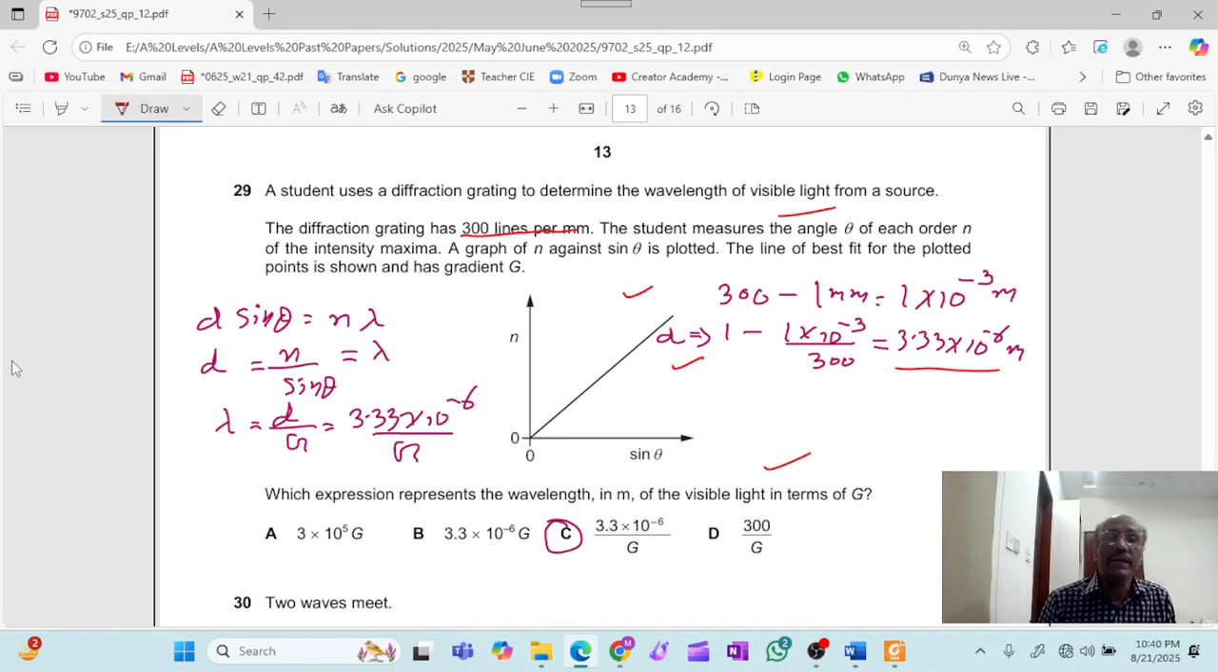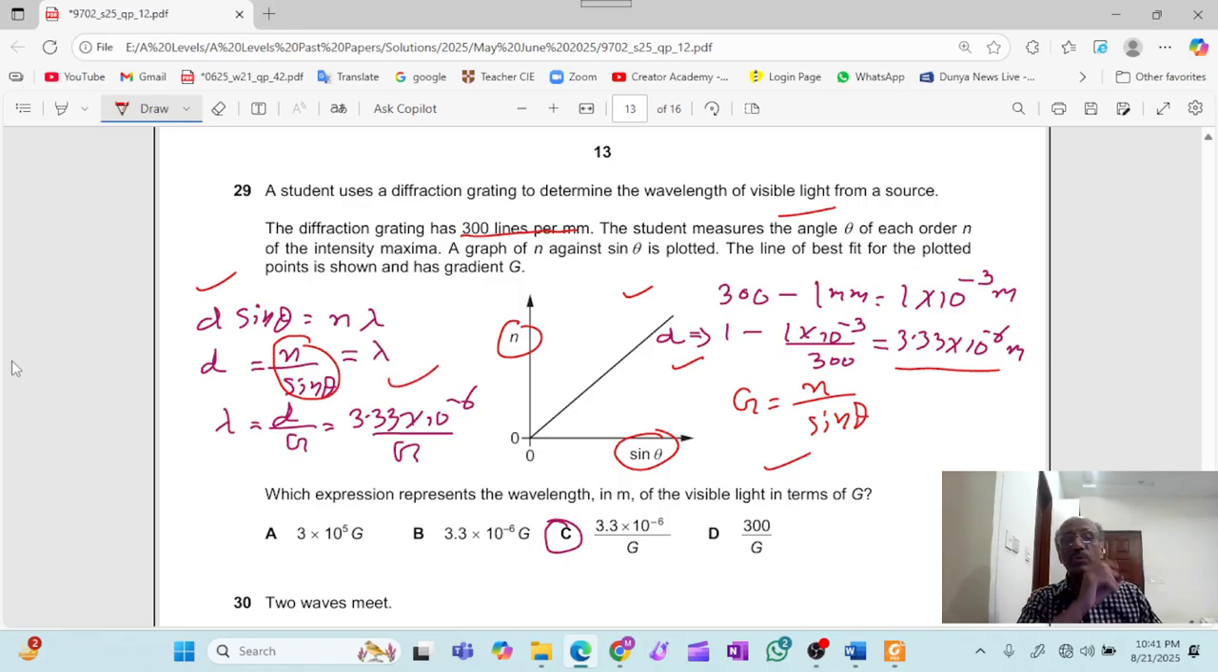Now the gradient from this graph will be n over sin theta. N over sin theta will be its gradient. Now we apply the formula d sin theta equals n lambda, so that d is equal to n lambda over sin theta. So n over sin theta will be replaced by G. We substitute the value, rearrange the expression, and then we get the answer.